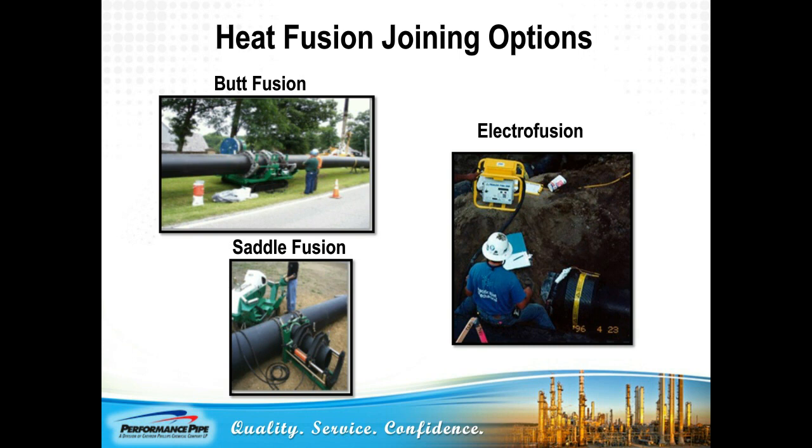Heat fusion joining options. The same heat fusion joining options available for standard PE4710 materials are available for PERT. Butt fusion, saddle fusion, and electrofusion can all be performed using the same fusion parameters as standard PE4710 pipes.